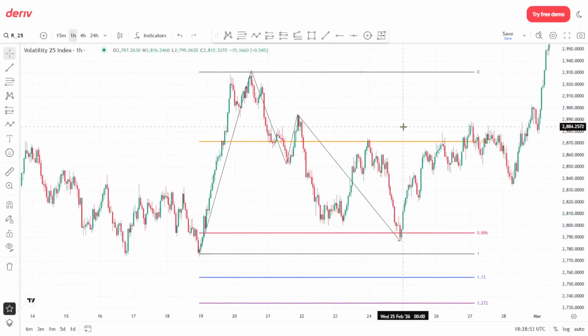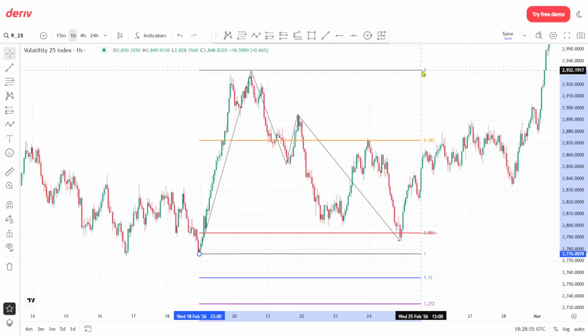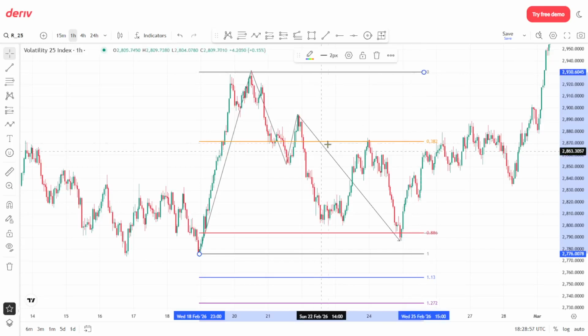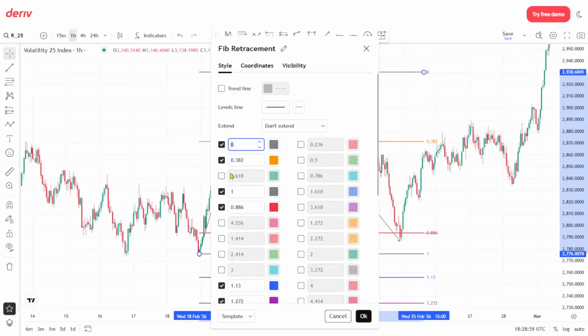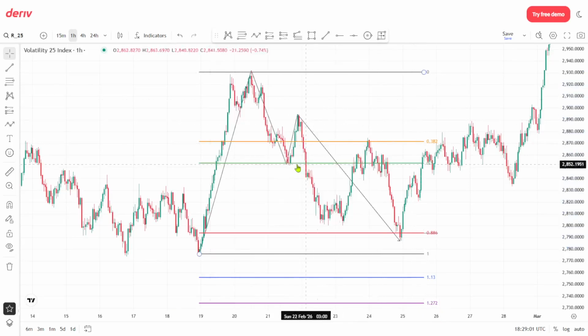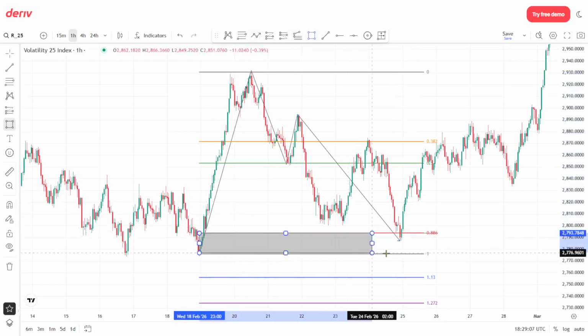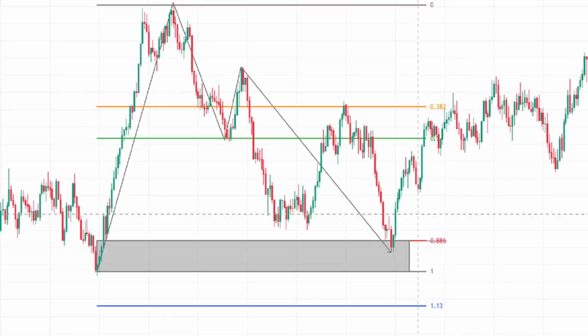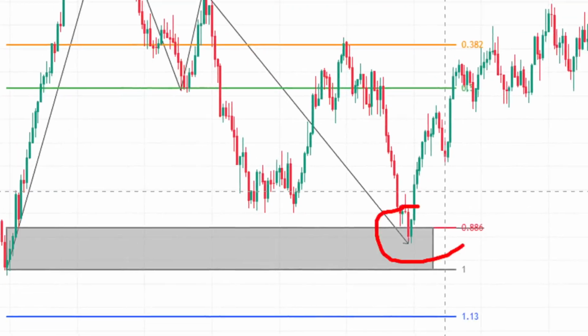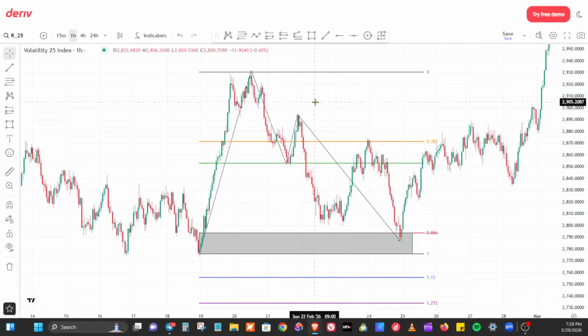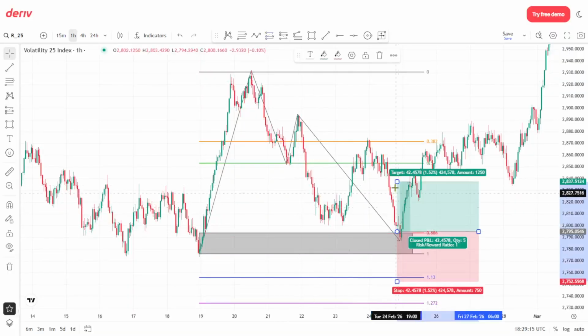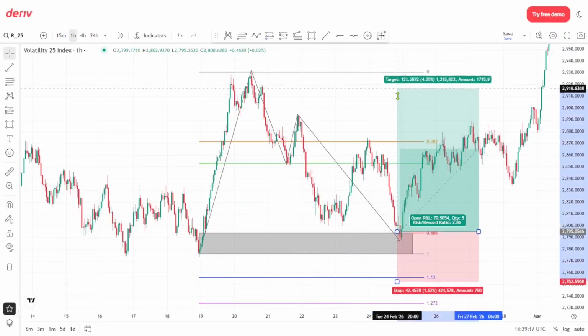Good. So it came around 0.5, between 0.5 and 0.382, which is valid, right? It tested that 0.5, and then you can see that 0.886 aligns perfectly with that key level. So entry was here. Okay, so this was the first scaling trade.